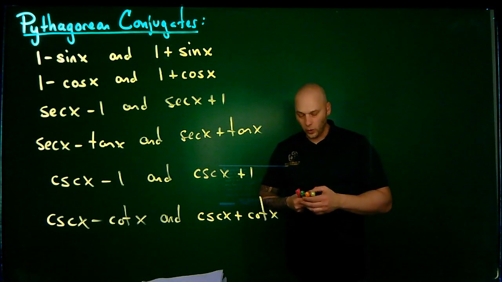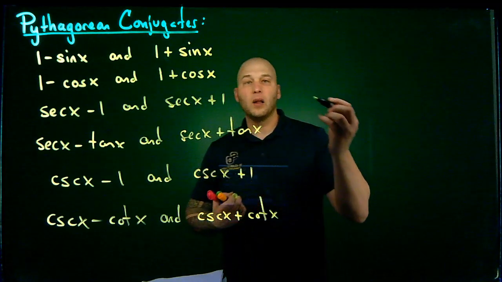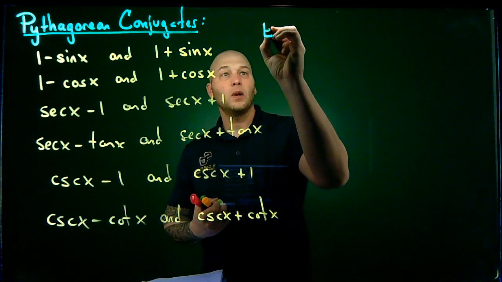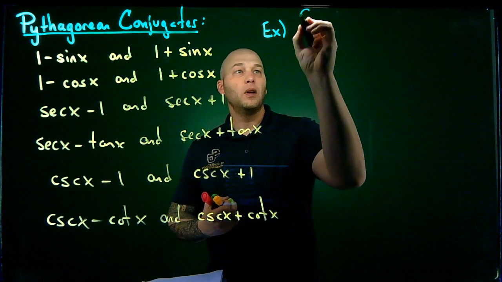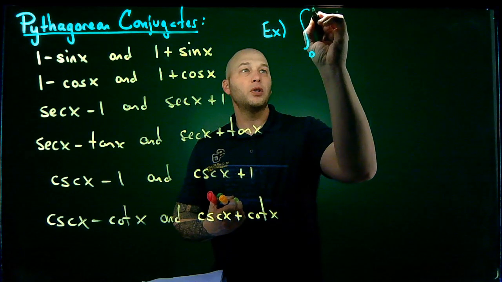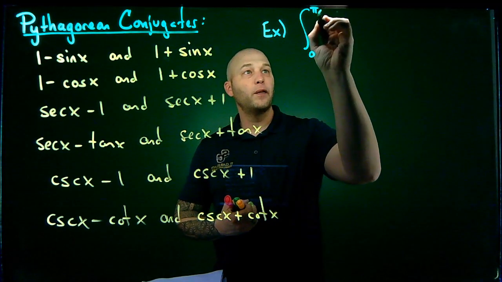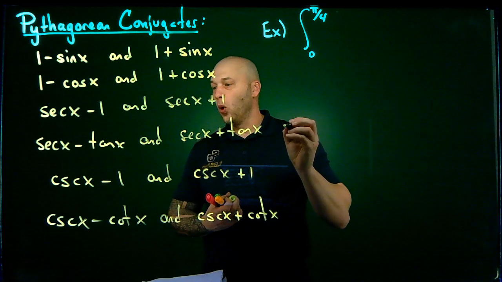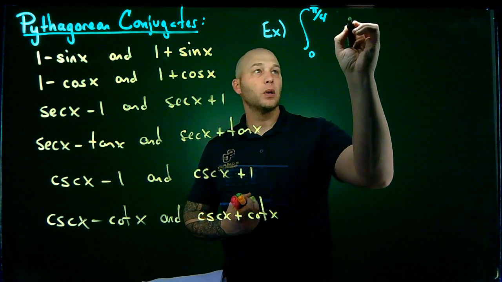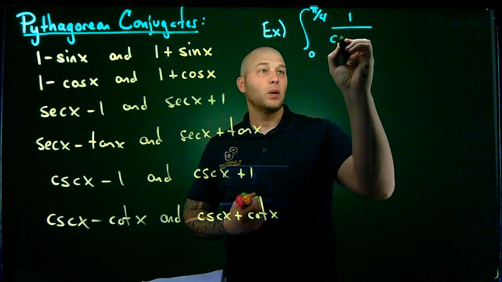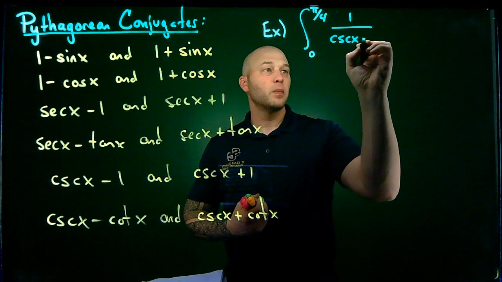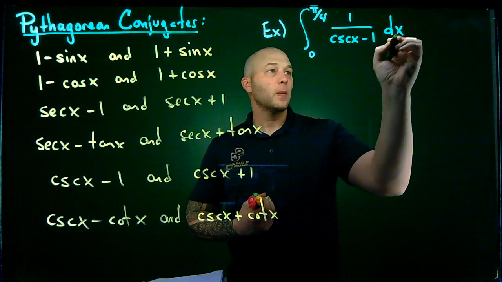So what I'm going to do is take a look at the following integral. Let's compute the integral from 0 to pi over 4 of 1 over cosecant x minus 1 dx.